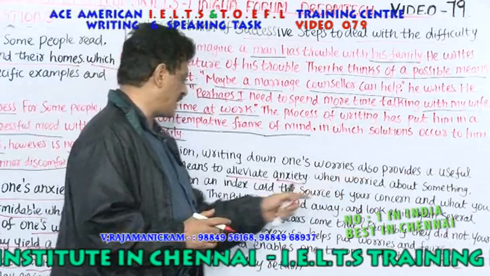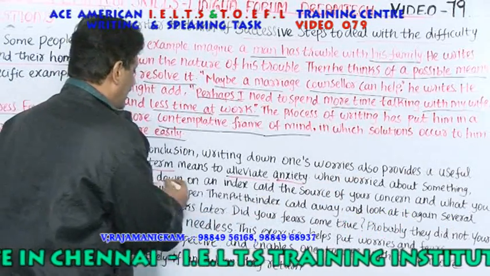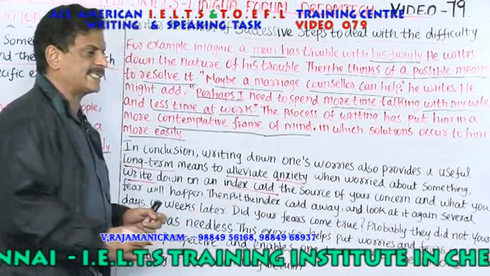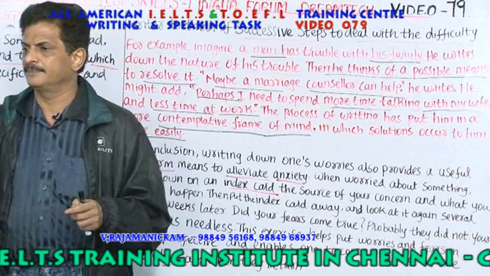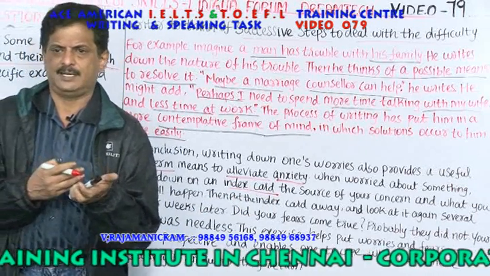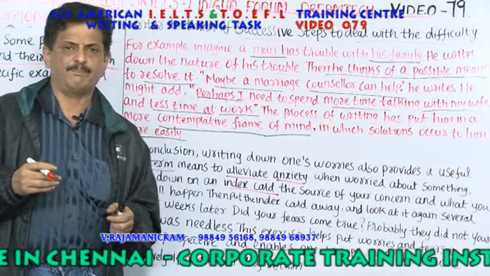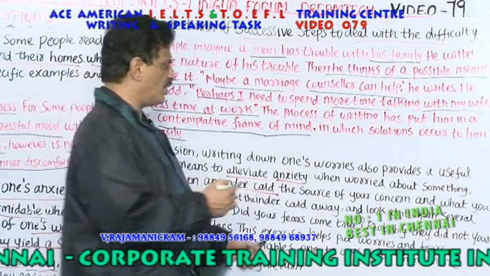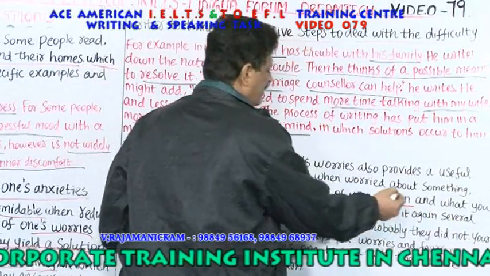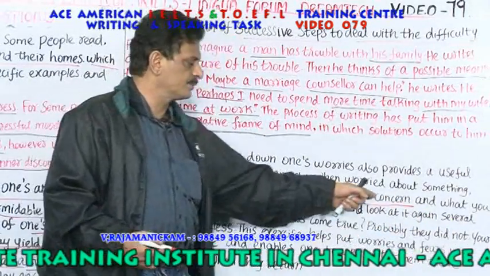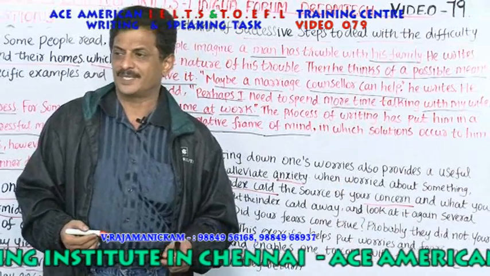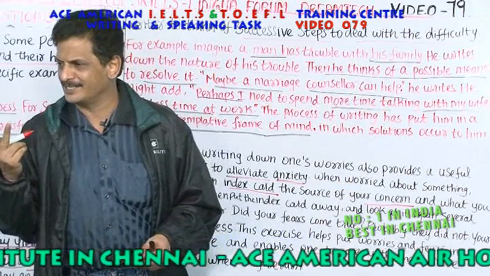So when worried about something, write down on an index card. What do you mean by index card? Anybody? Index card? A card. A size of card where you can keep it in your pocket. An index card, the source of your concern. Your concern means what? Concern has two meanings. Can you tell me?